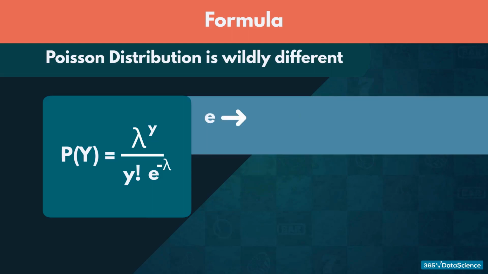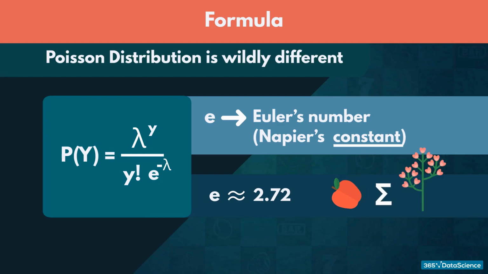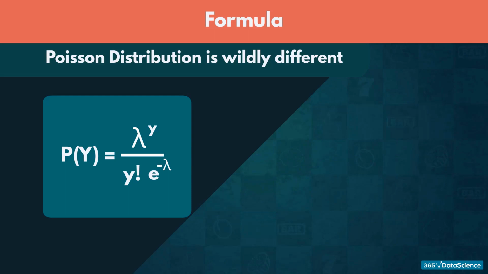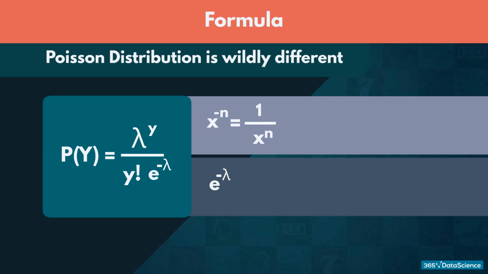First, the e you see on your screen is known as Euler's number, or Napier's constant. As the second name suggests, it's a fixed value, approximately equal to 2.72. We commonly observe it in physics, mathematics, and nature. But for the purpose of this example, you only need to know its value. Secondly, a number to the power of negative n is the same as dividing 1 by that number to the power of n. In this case, e to the power of negative lambda is just 1 over e to the power of lambda.